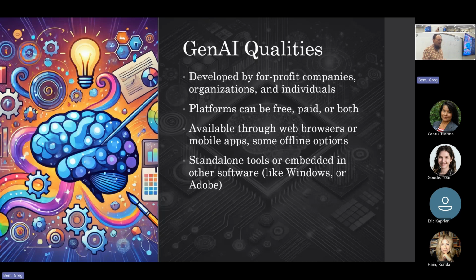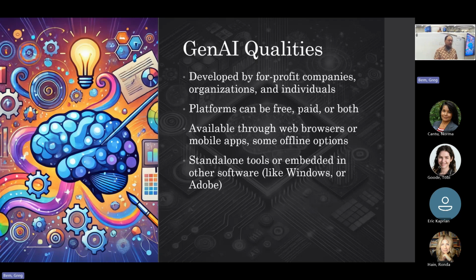These tools have been developed by for-profit companies, organizations, and individuals like you. Some of these tools are open source, meaning anyone can develop them and edit or modify the tools that exist out there. If you want to get into AI development, you can. You don't need a special degree. You can basically learn it all for free online, and that's because it's kind of the Wild West.